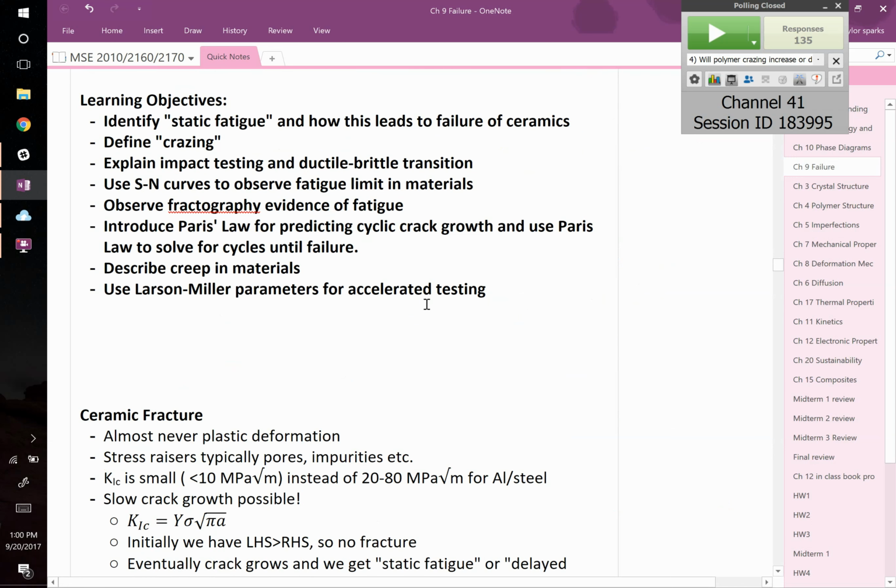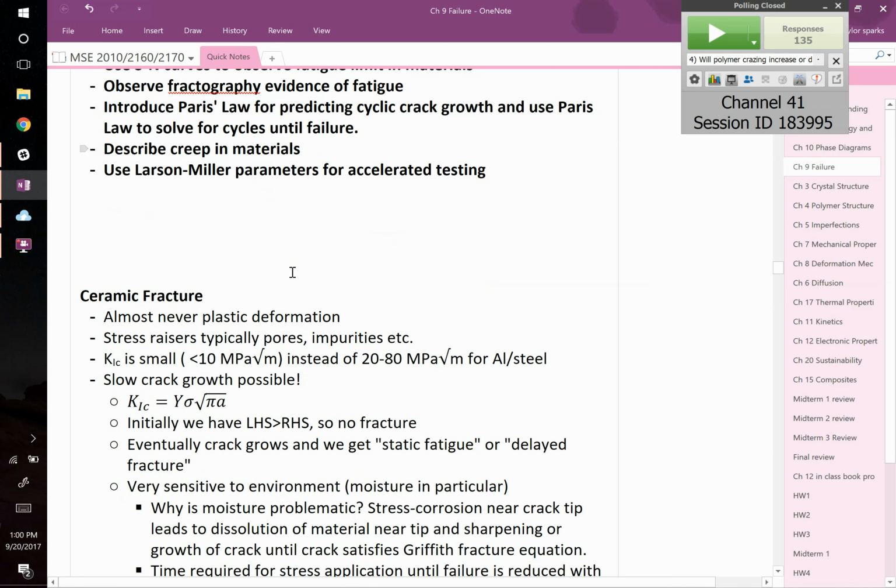Today, our learning objectives are, first, to identify what static fatigue is and how that relates to failure of ceramics in particular. We'll describe crazing. We'll talk about impact testing and ductile to brittle transitions. We'll use S-N curves to observe what's called the fatigue limit. Fatigue is like things getting tired; materials get tired when you use them over and over. Then we'll probably only have time to do Paris's law to predict crack growth, but if we do have time, we'll get into creep of materials.